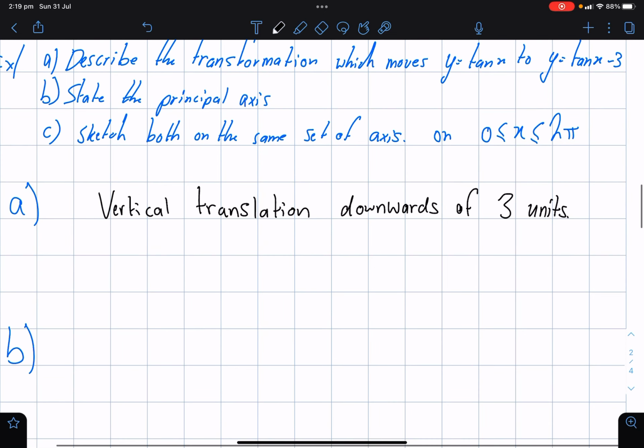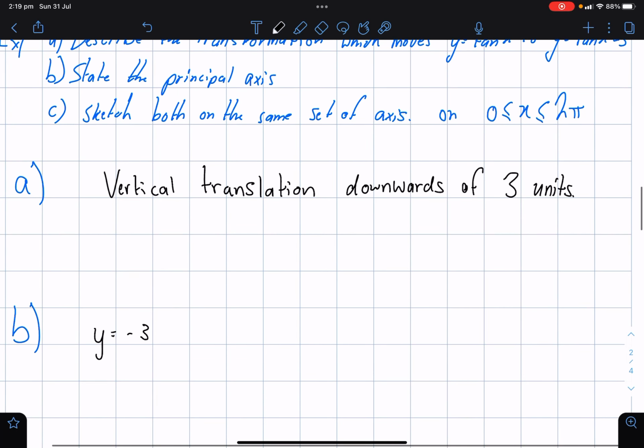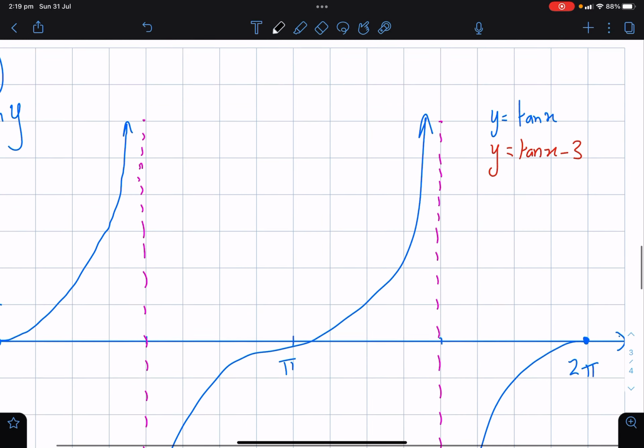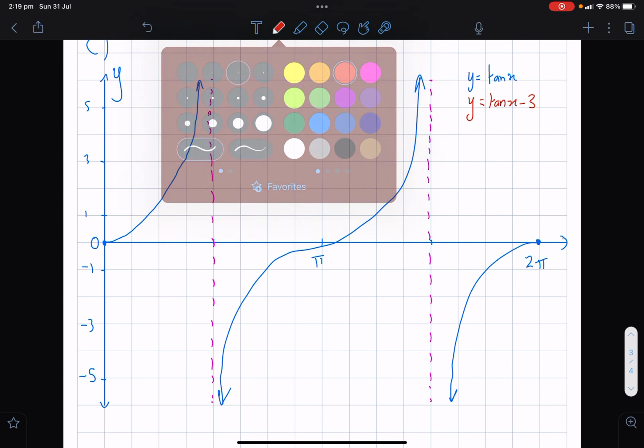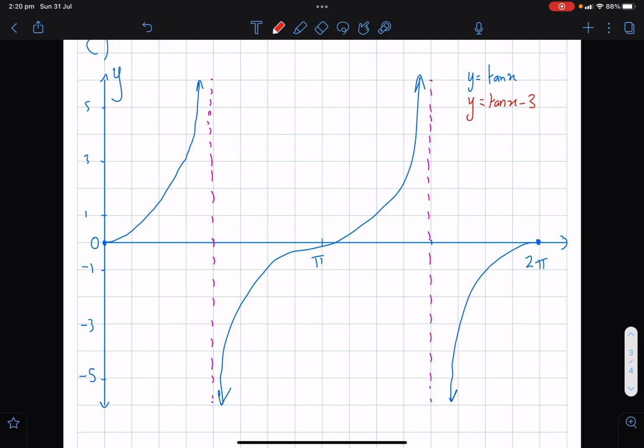Okay. Remember, the principal axis was y equals d. D in this case is -3, so y equals -3. All right. And then sketch both on the same set of axes. So I've gone ahead and graphed the original y equals tan of x, and we're going to draw y equals tan of x - 3 in red.